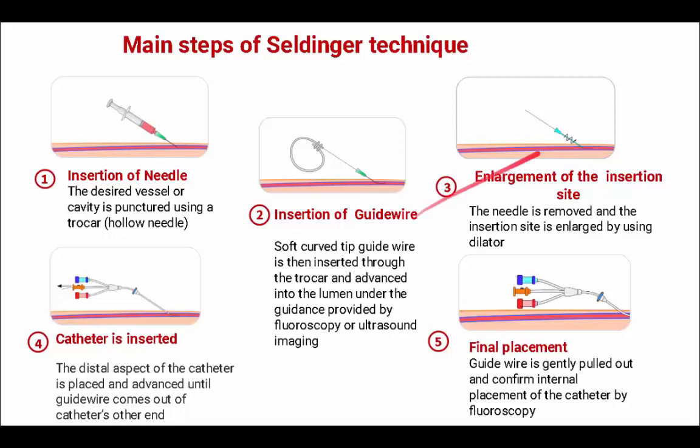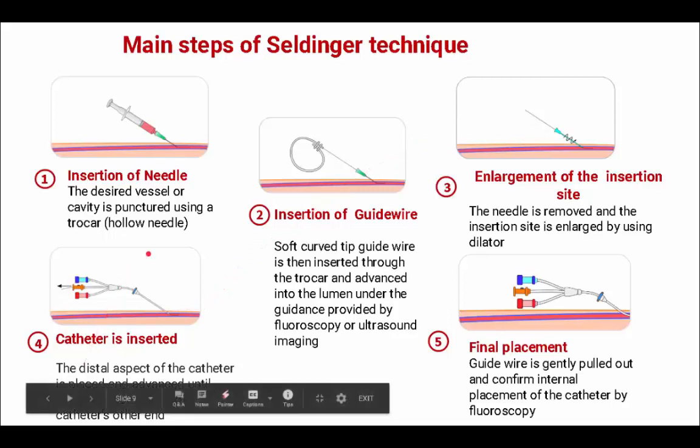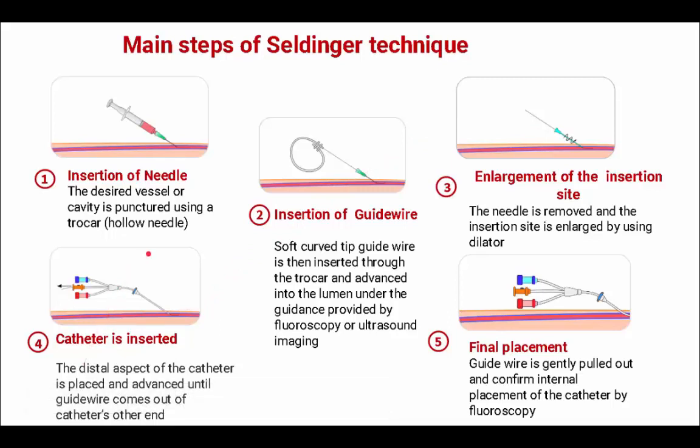Then the needle is removed and the catheter is inserted and advanced until the guide wire comes out of the catheter's other end. Finally, the guide wire is gently pulled out and the internal placement of the catheter is confirmed by fluoroscopy.